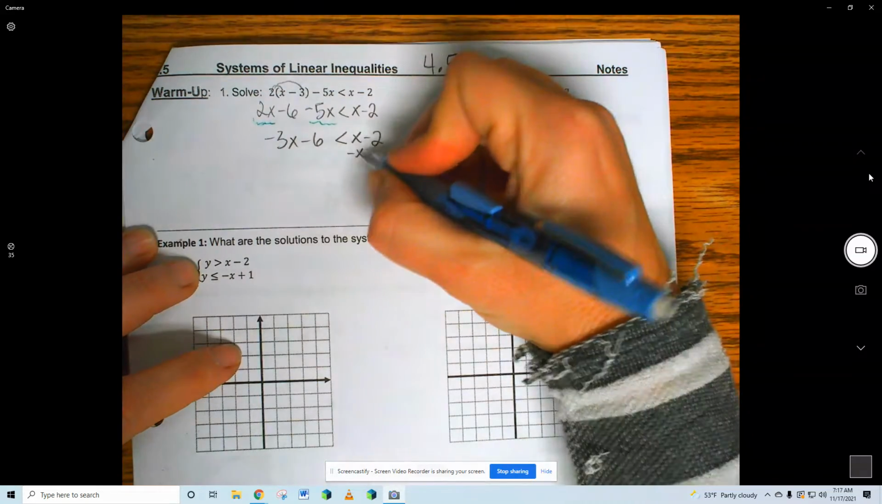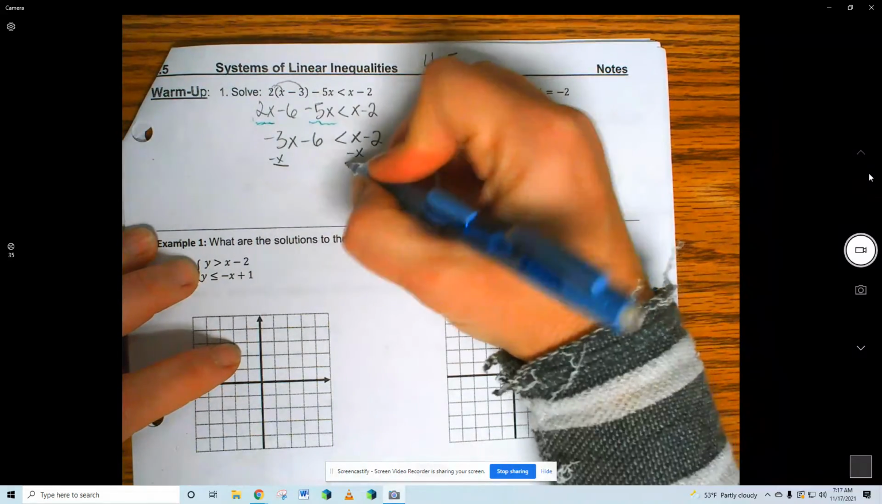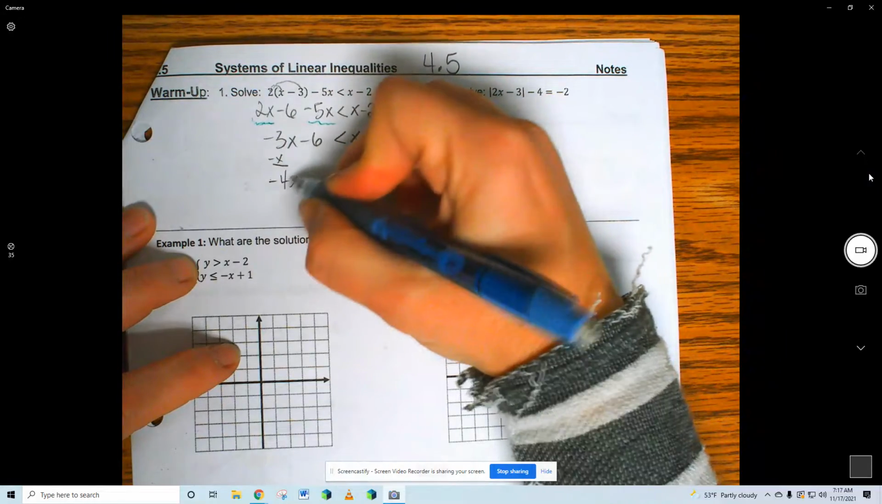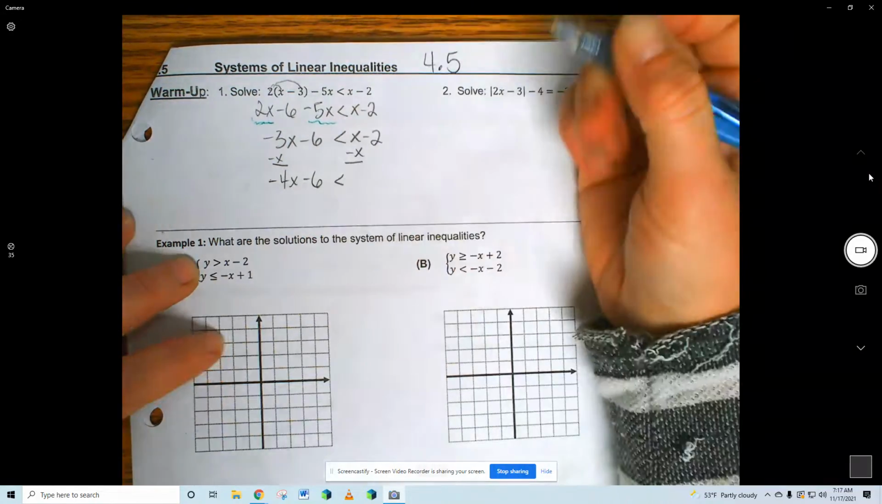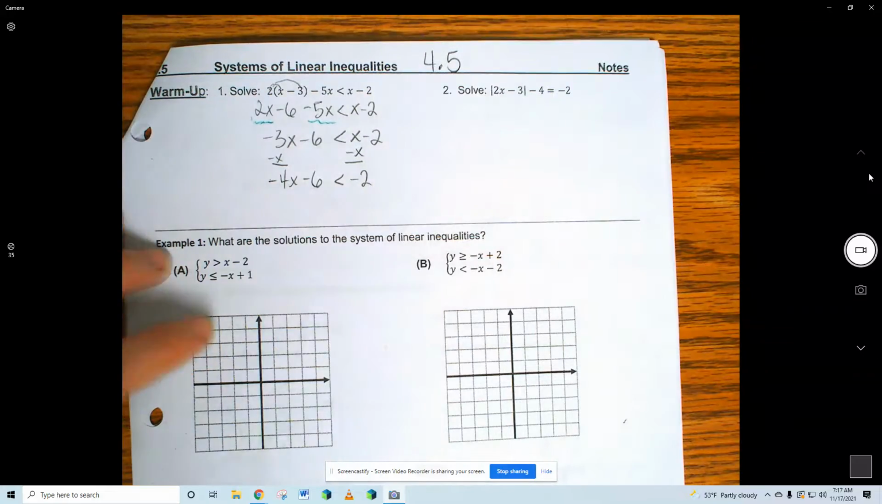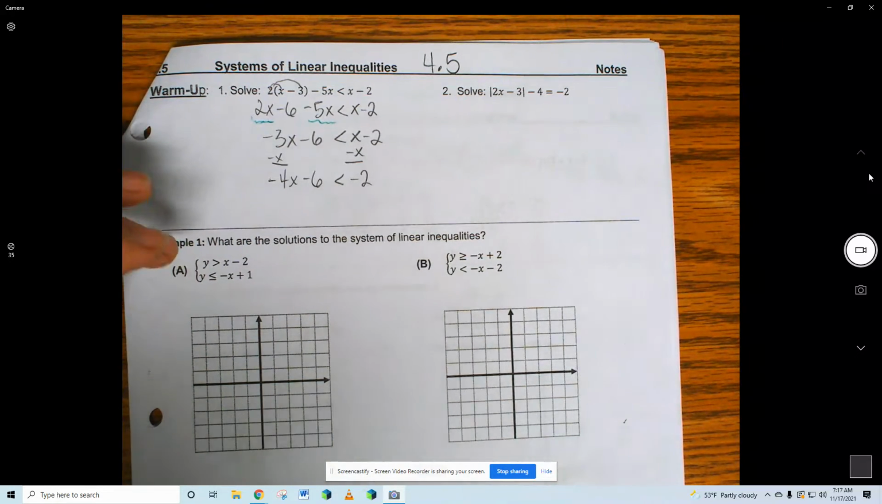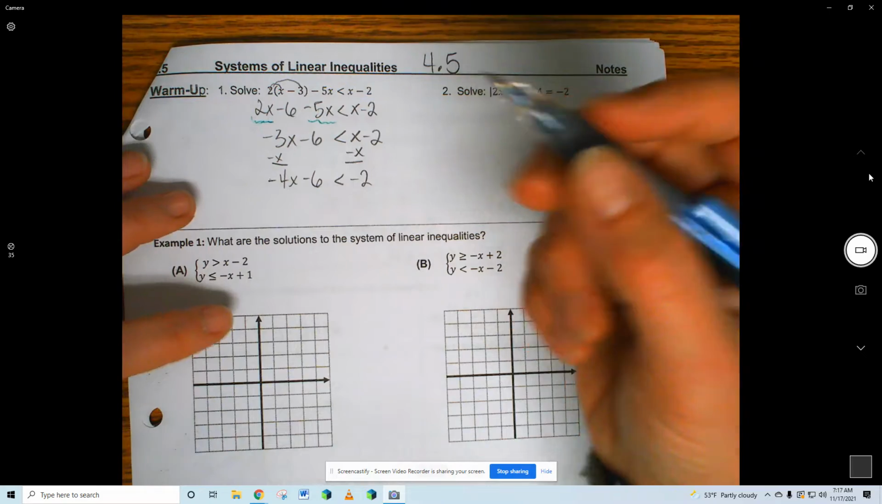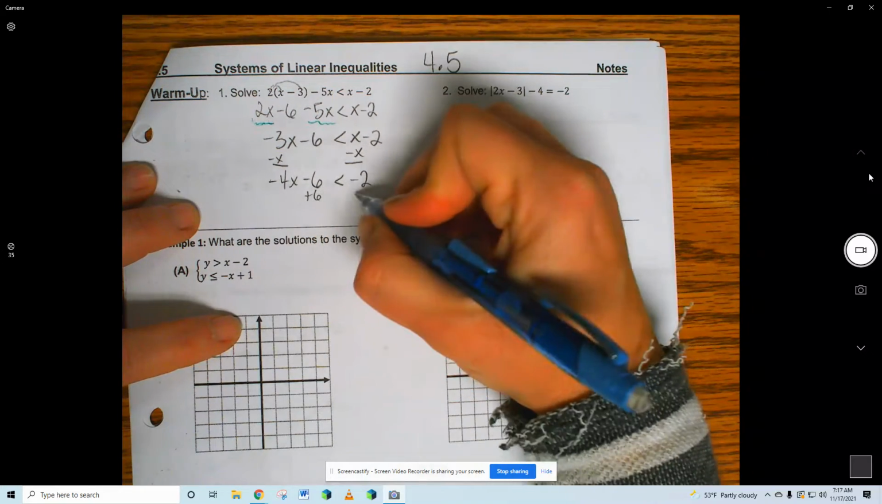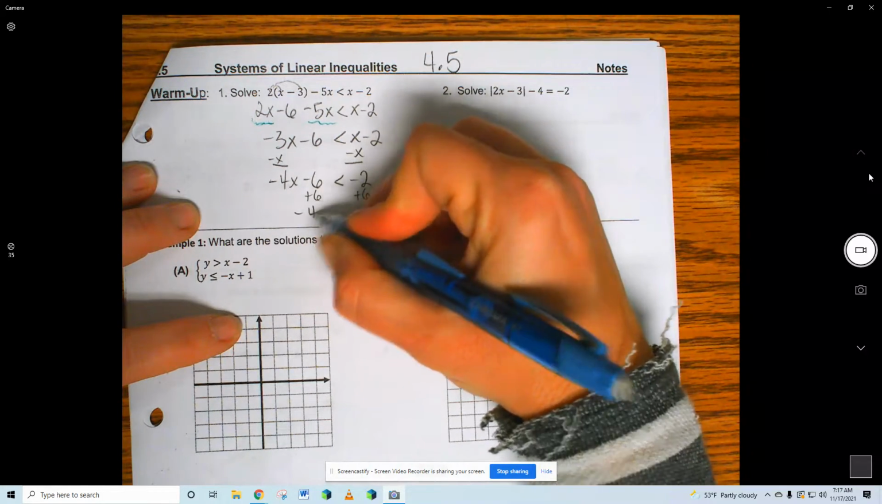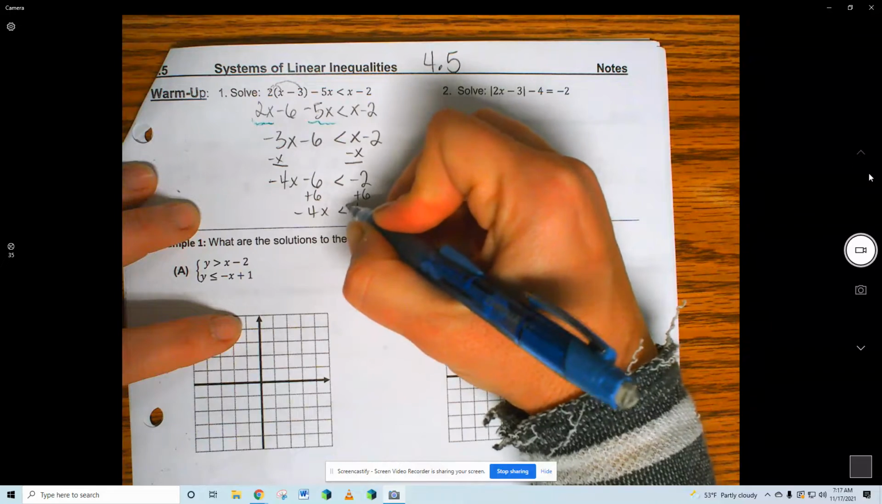Sure, this x right here. Great. Negative 4x minus 6 is less than negative 2. Okay. Next. Yeah, you do. Add 6. Negative 4x is less than 4.